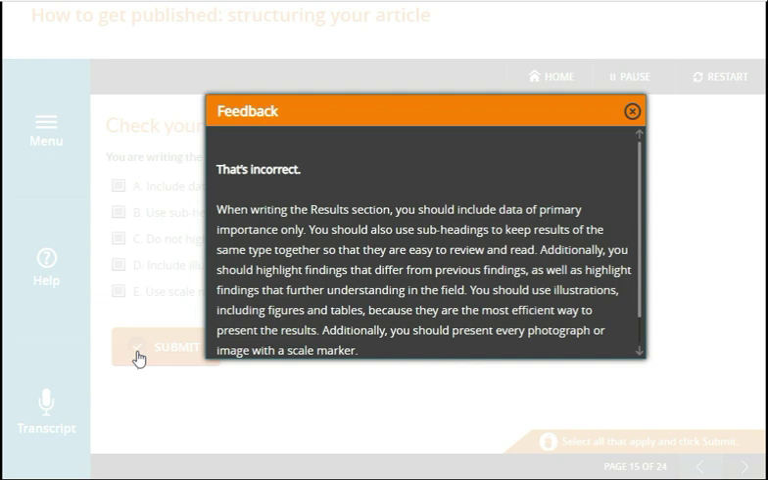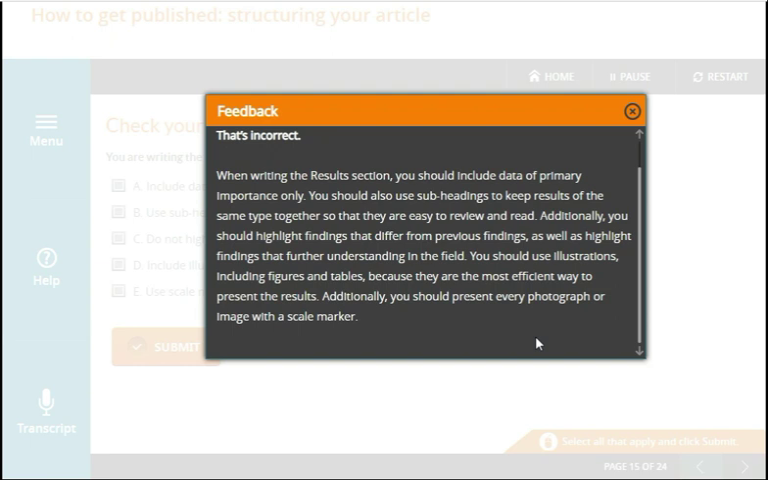That's incorrect. When writing the results section, you should include data of primary importance only. You should also use subheadings to keep results of the same type together so that they are easy to review and read. Additionally, you should highlight findings that differ from previous findings, as well as highlight findings that further understanding in the field. You should use illustrations, including figures and tables, because they are the most efficient way to present the results. Additionally, you should present every photograph or image with a scale marker.